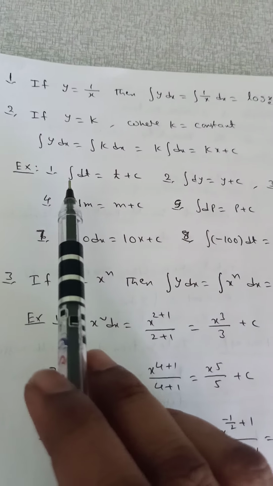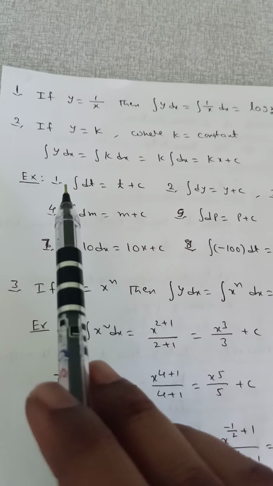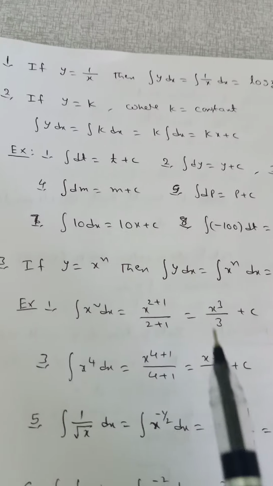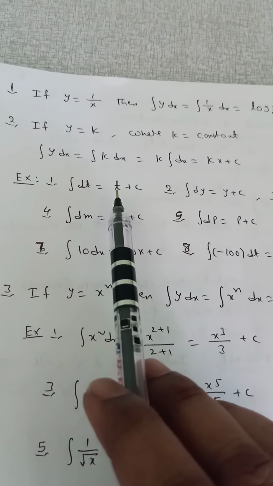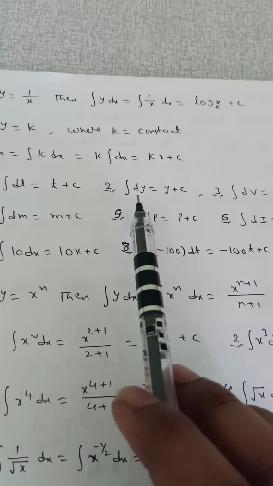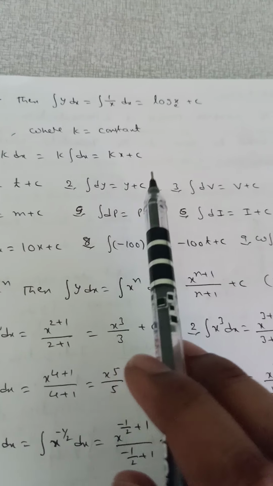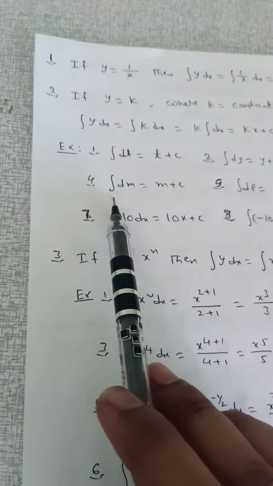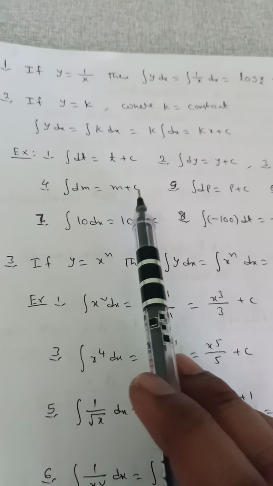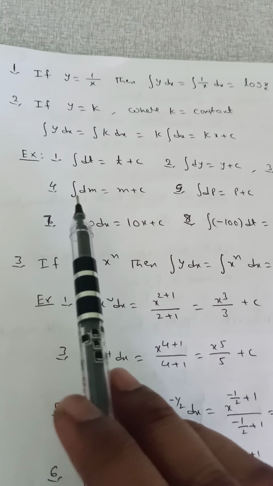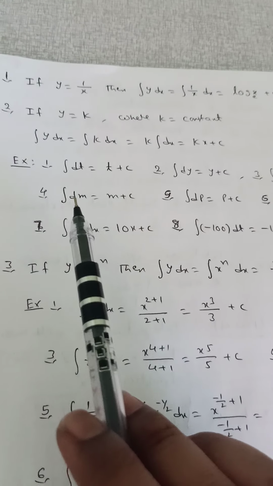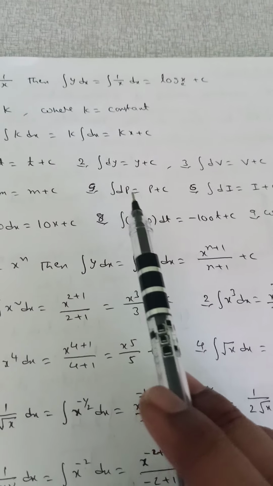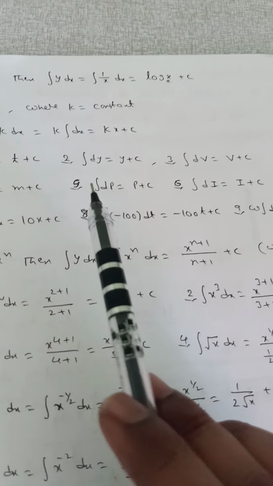Some examples: integral dt. These examples are used in some physics problems. Integral dt is equal to t plus c. Integral dy is equal to y plus c. Integral dv is v plus c. Integral dm is m plus c. Here dm means the rate of change of mass, and Newton's laws of motion use this formula. Integral dp is equal to p plus c. P is the momentum. This is also Newton's laws of motion.